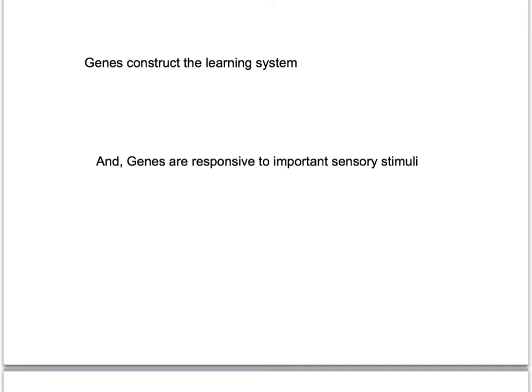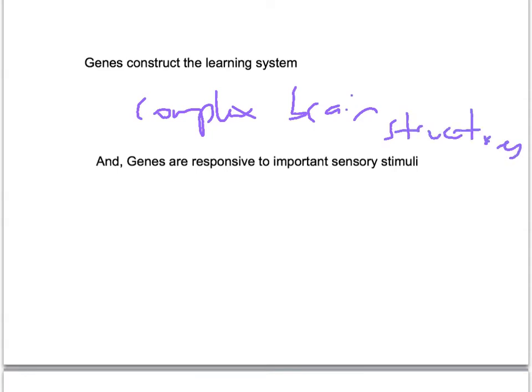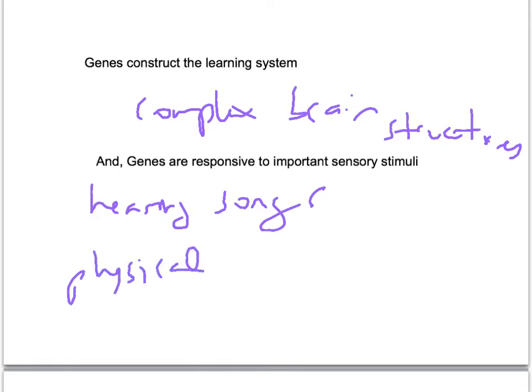So again, learning is the result of gene-environment interactions, right? Genes construct this learning system like these complex brain structures that we were just looking at. And the genes are responsive to important sensory stimuli. Like what? Like hearing others sing, right? Like hearing songs. Other kinds of environmental stimuli actually have been shown to influence song learning in birds, like the physical environment. The presence of trees and other kinds of vegetation can actually influence song learning.